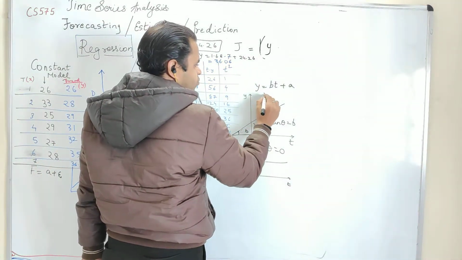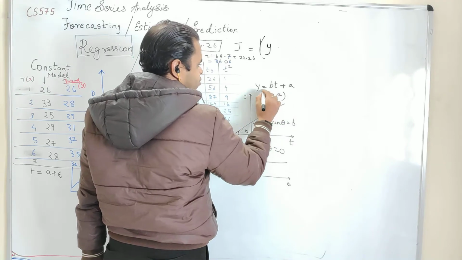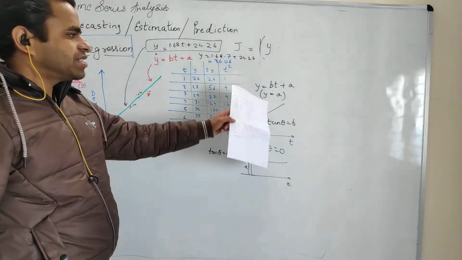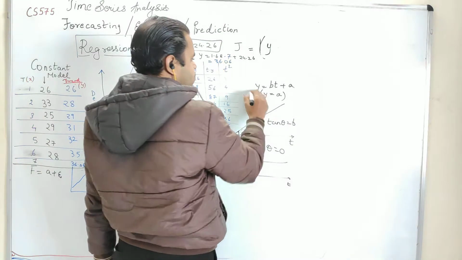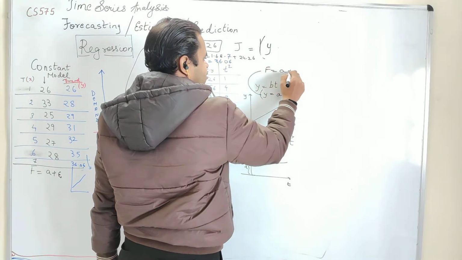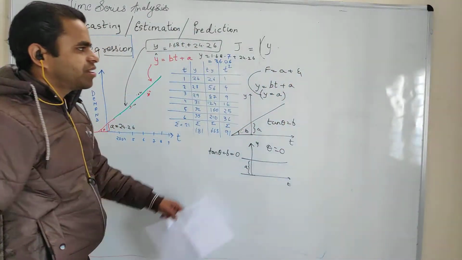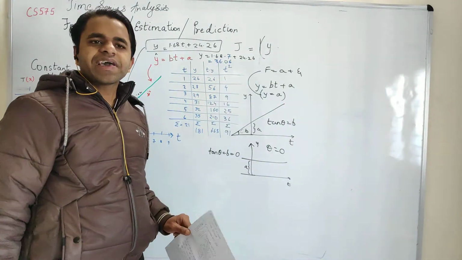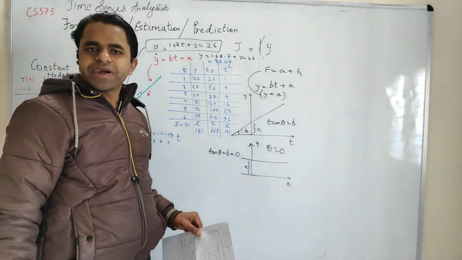When b is 0, what is the equation that you are left with? Y is equal to a, and this is nothing but our constant model. Remember, we had a constant model f is equal to a plus epsilon. So regression will automatically give you the constant model.